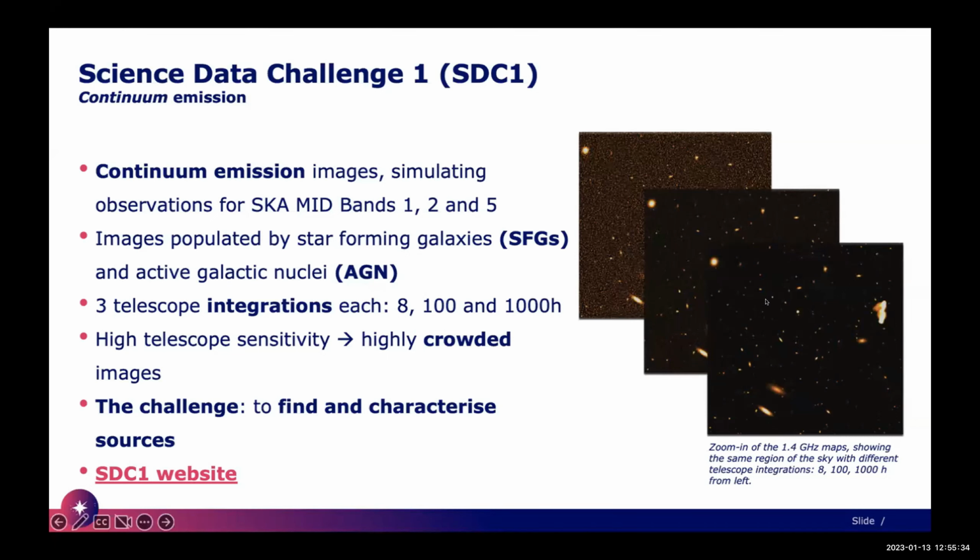So if you could look at that deepest image using an image viewer like DS9, you would see that there are loads of sources overlapping in there. So the challenge was to find and characterize sources within those images. And you can read all about this. Our website for the first challenge is still live. You can go and have a look at that and download the data from that challenge and find out how people did.